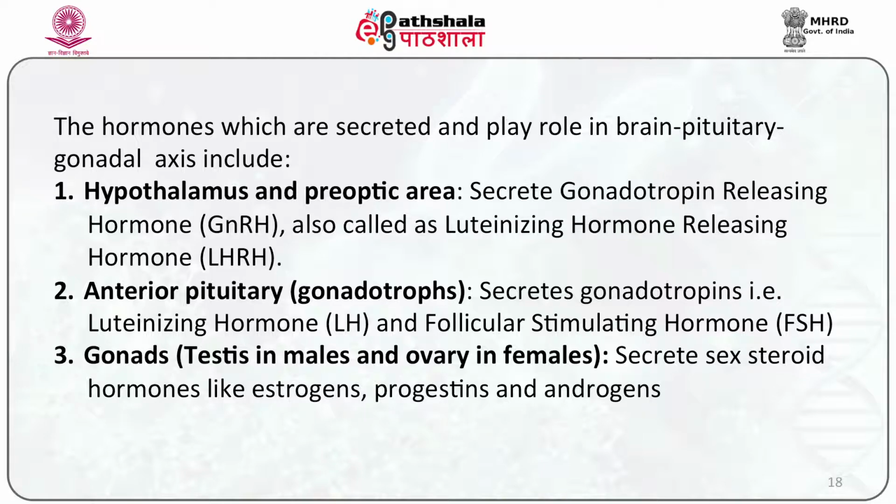the hormones secreted by the hypothalamus and the preoptic area, which secrete gonadotropin releasing hormone, GnRH, also called luteinizing hormone releasing hormone or LHRH. The anterior pituitary secretes gonadotropins, that is luteinizing hormone and follicle stimulating hormone. Gonads, that is testes in males and ovary in females, secrete sex steroid hormones like estrogens, progestins and androgens.